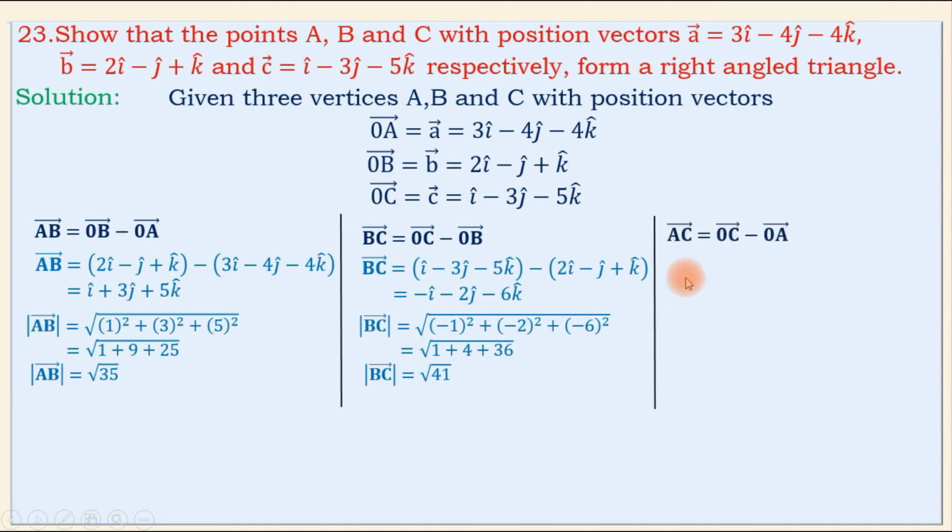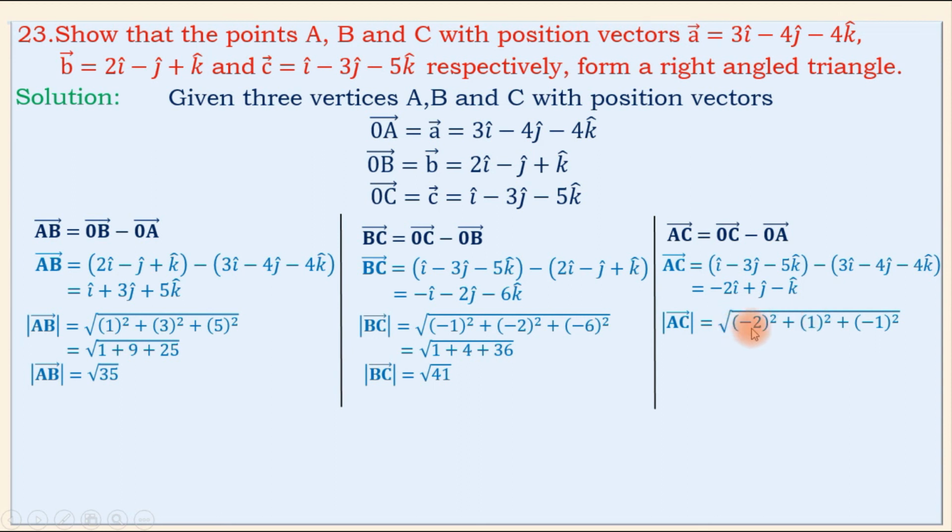Then take AC vector, that is OC vector minus OA vector, which is equal to minus 2i cap plus j cap minus k cap. So take the magnitude of AC vector, that gives square root of (minus 2) whole square plus 1 square plus (minus 1) square. Hence magnitude of AC vector equals root 6. Now these are the sides of the triangle. We have to show that this triangle is a right angle triangle.